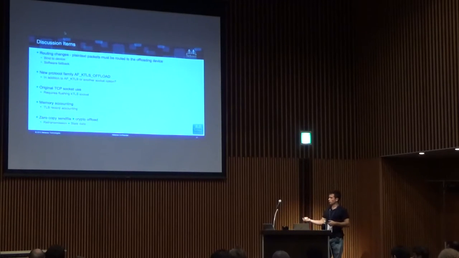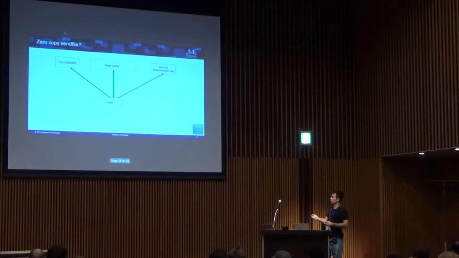So we could get a zero copy send file when we use encryption offload, where we use the original data from the page cache that is being sent in the similar manner to what we do with send file using TCP. And I have some slides that show a particular issue regarding this problem, so I'll go over the slide and then we'll come back to the discussion items.